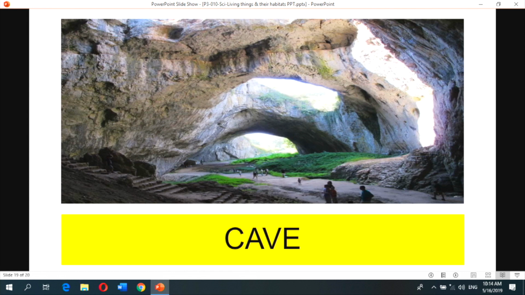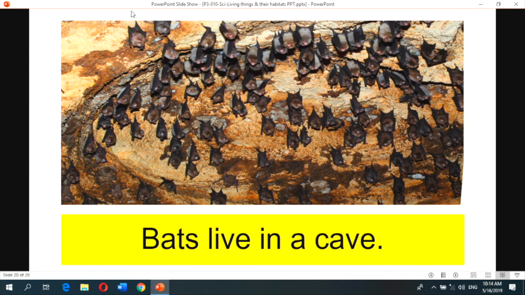Now, final living thing. Can anybody tell me what type of living thing lives in a cave? Bats. Really? Have you been to a cave and seen the bats? How about like this picture? You see all the bats. And you see the bats are on the roof of the cave. They sleep upside down. So altogether, bats live in a cave.